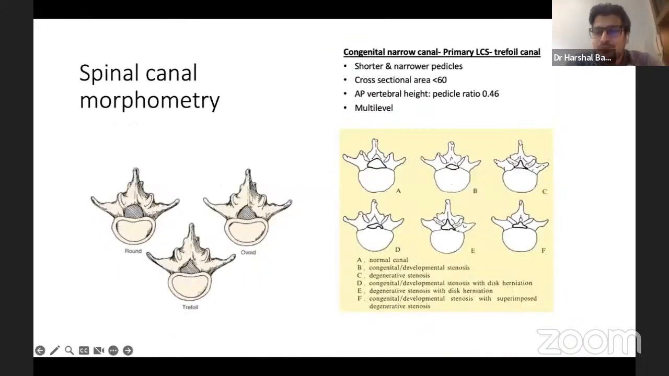Spinal canal morphometry also is important, because normally we have a round or ovoid canal, but in developmentally narrow canal or primary LCS, we have a trefoil canal. That is because of the shorter pedicles, narrower pedicles, and some morphometric changes in the vertebral body. Typically, these are multi-level problems, and most common involvement is at L4-5 again. And in this, we must understand even a small disc or a small space occupying lesion can lead to symptomatic lumbar canal stenosis. So that is why it is important to understand the radiology and then take a decision accordingly.